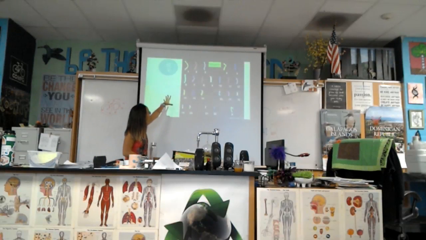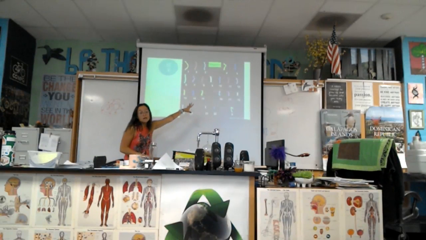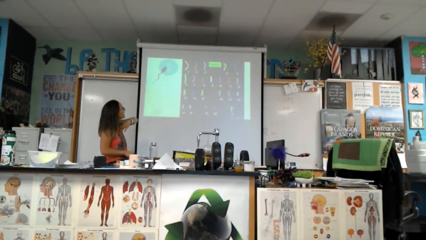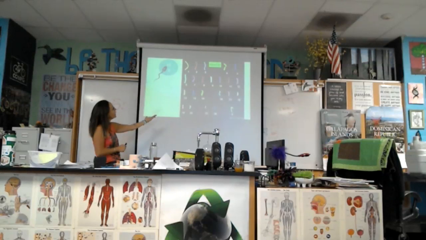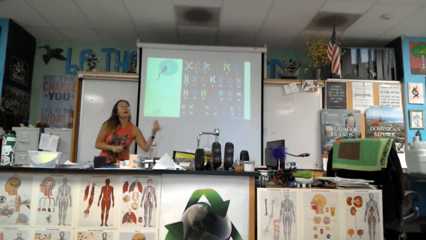So here, this would be all the chromosomes in an egg. When the sperm fertilizes the egg and brings the second set of chromosomes, now you have a diploid organism. You have 2 of each one.